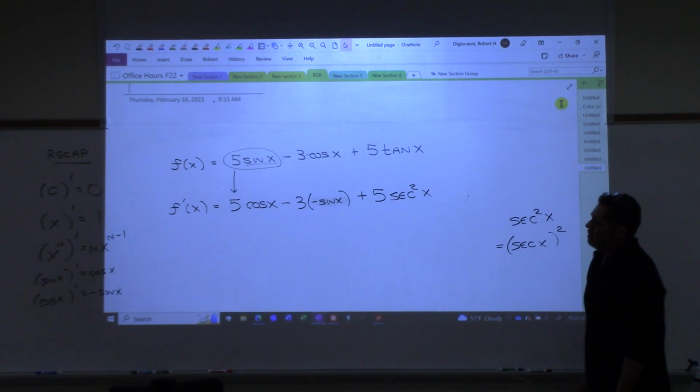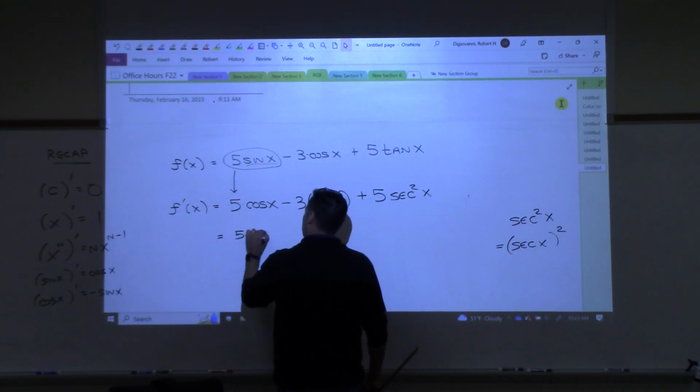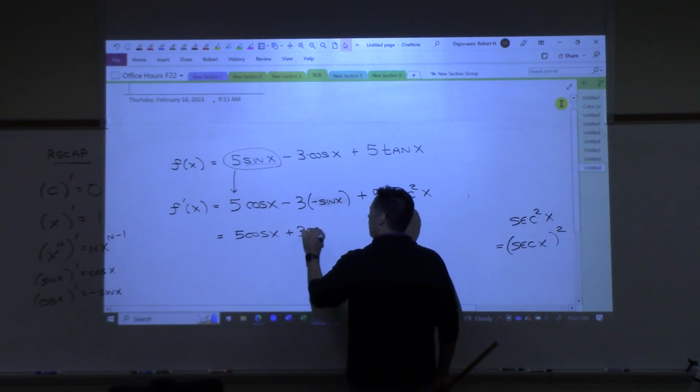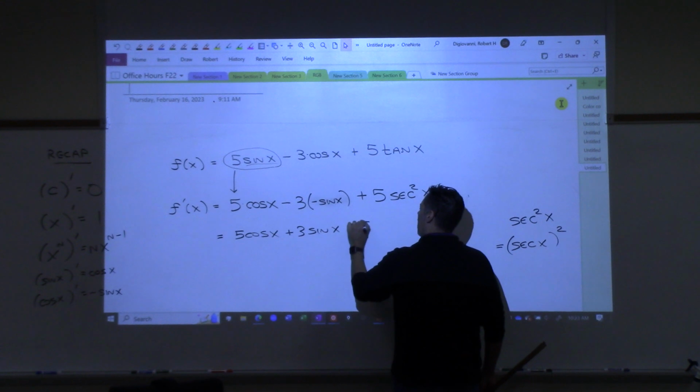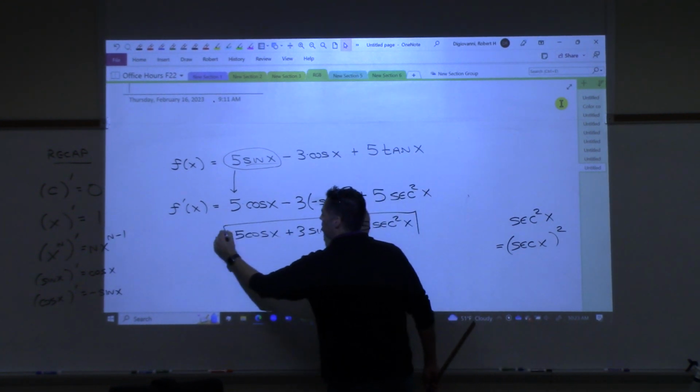Okay? And then we could clean this up a little bit. We could just write like 5 cosine x, and then these together, two negatives become a plus 3 sine x, and then plus 5 secant squared x. That's it. We box it up. That's our derivative.